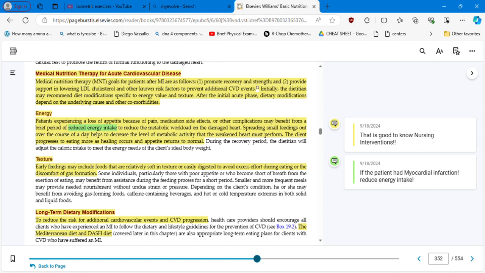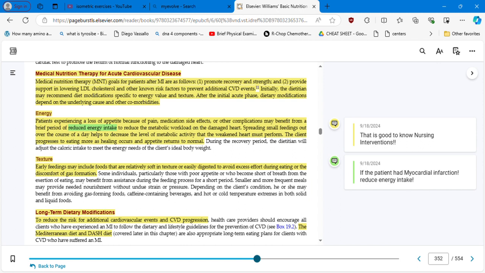After the initial acute phase, dietary modifications depend on the underlying cause. So if the patient is not having enough oxygen supply, right, the patient is going to have massive fatigue, and all the energy the patient has should be dedicated to recovery, right? Instead of providing a lot of energy for the diet. So that's why the diet needs to change. It has to be a very slight diet.